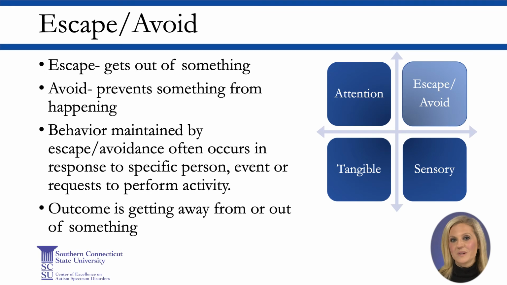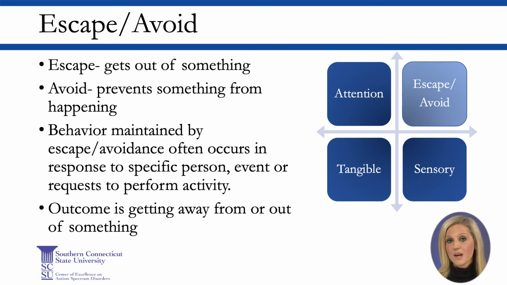The next function we are going to talk about is escape or avoidant maintained behavior. First, let's differentiate the two terms. Escape maintained behavior means that it's behavior that gets us out of something, whereas avoidant maintained behavior is behavior that prevents something from ever happening to begin with.